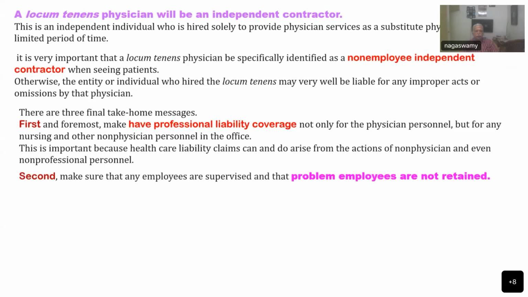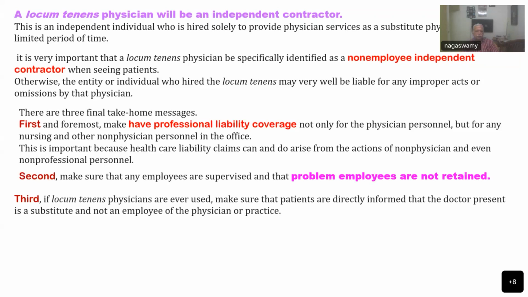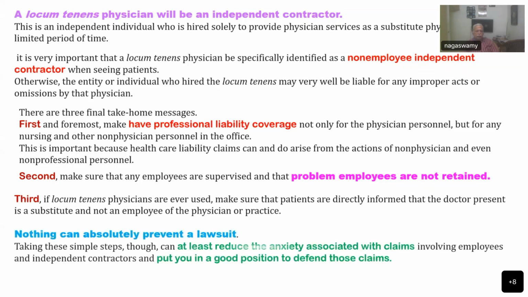Second thing, make sure that any employees are supervised and any problem employees are immediately terminated and not retained for long. And the third, if locum tenens physicians are ever used, make sure that the patients are directly informed that the doctor present is a substitute and not an employee of the physician or the practice. So that is the third thing whenever you employ somebody as a temporary substitute. And nothing can absolutely prevent a lawsuit. Taking these simple steps, though, can at least reduce the anxiety associated with claims involving employees and independent contractors and put you in a good position to defend those claims.